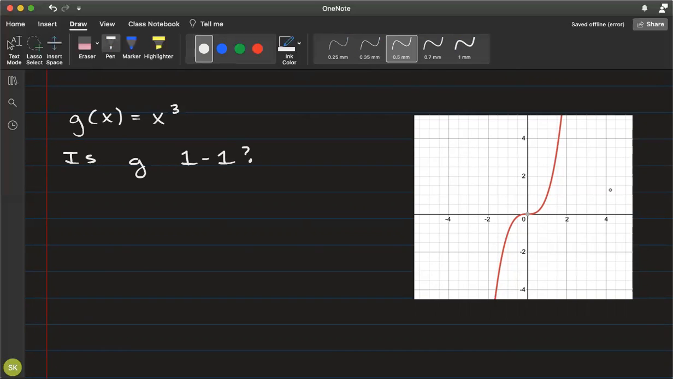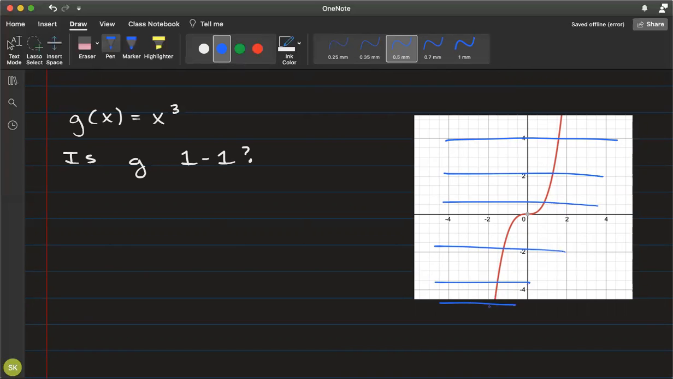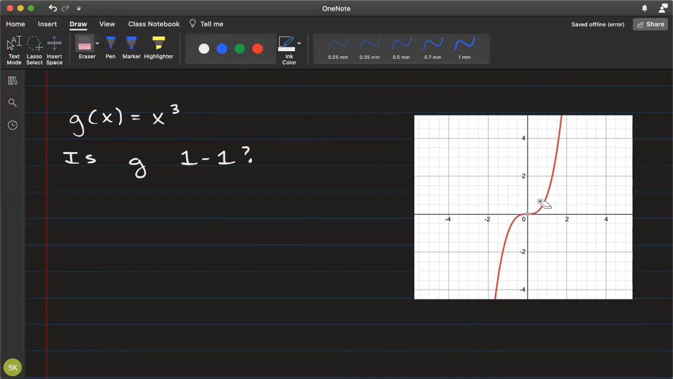Well, let's look at the graph over here. Notice that if I draw a horizontal line anywhere, particularly around these areas, I'm only going to intersect that graph one time. You might think maybe right around here, in this area, it might look a little confusing because it almost looks like a straight line right here.